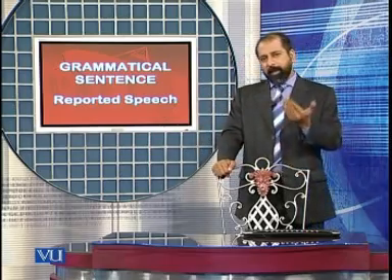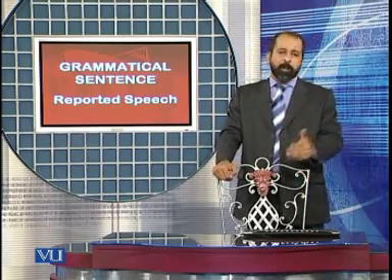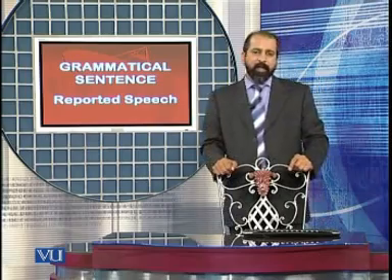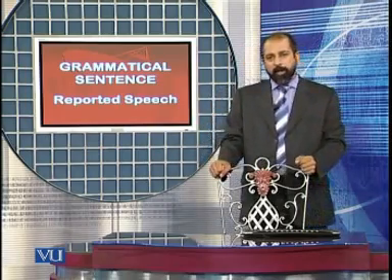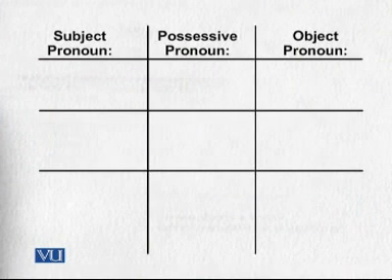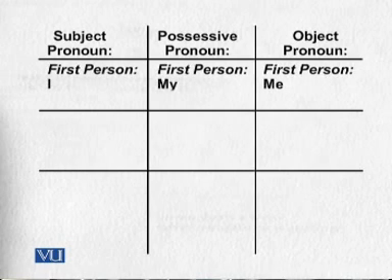Okay. Let's start from the pronoun and the pronoun changes. Of course, you have studied in your last classes what pronouns are and what the different forms are. Today, I'll only refresh three important forms of pronouns: subject pronoun, possessive pronoun, and object pronoun. First person, I and we: I is subject pronoun, my is possessive, and me is object pronoun. Exactly the same way, we, our, us. Our is possessive pronoun, and us is object pronoun.